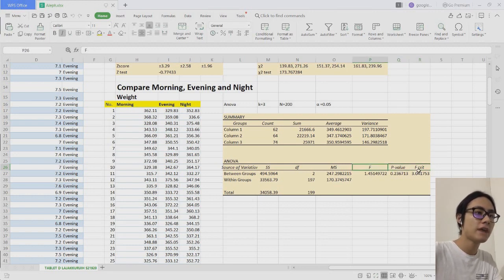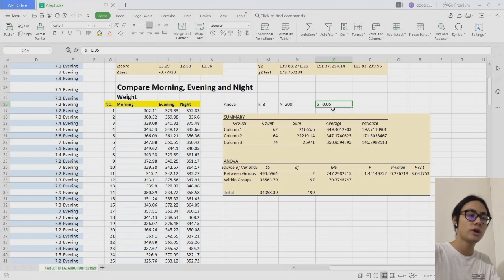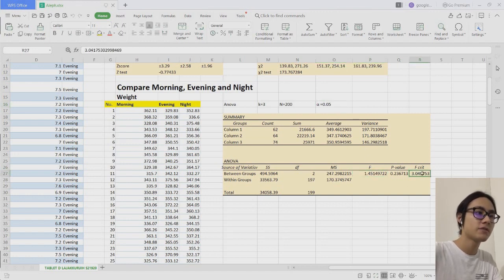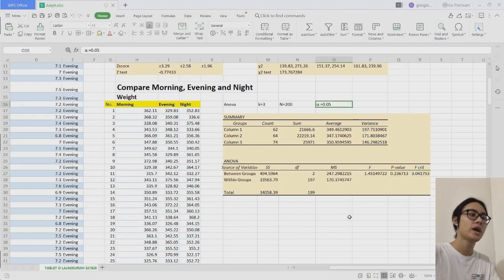So if F is more than the F critical, we need to reject our null hypothesis. And when the p-value is more than the alpha value, we need to accept the null hypothesis. So in this case, this F value is less than the F critical and the p-value is more than our alpha. So we need to accept the null hypothesis, where there's no significant difference between the weight of the morning, evening, and night shift of the tablets.